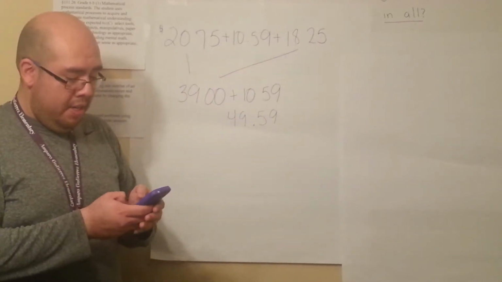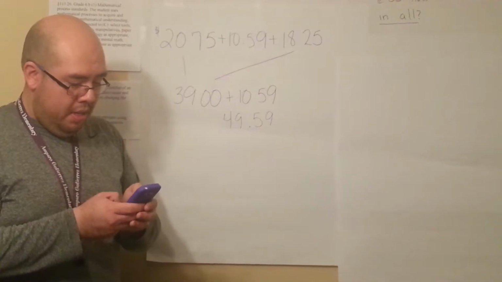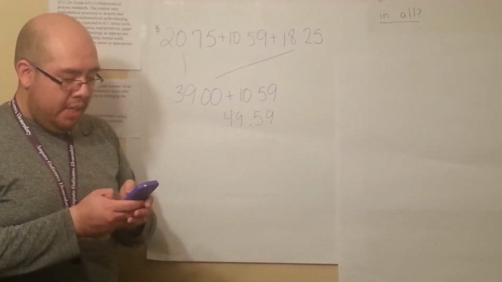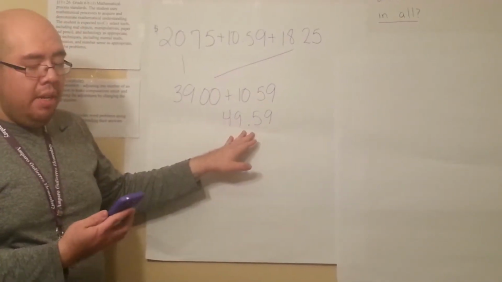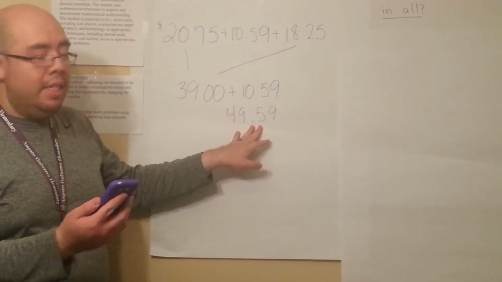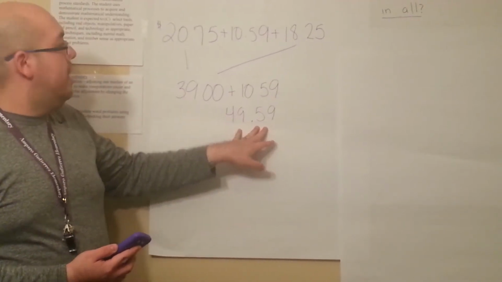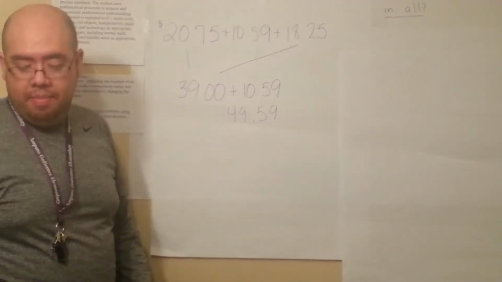$10.59 plus $18.25. Does our value on our calculator match up to the value that we added right here? Yes, yes it does. I have 49.59 and that's what we have right here. So we did the calculation correct in our head.